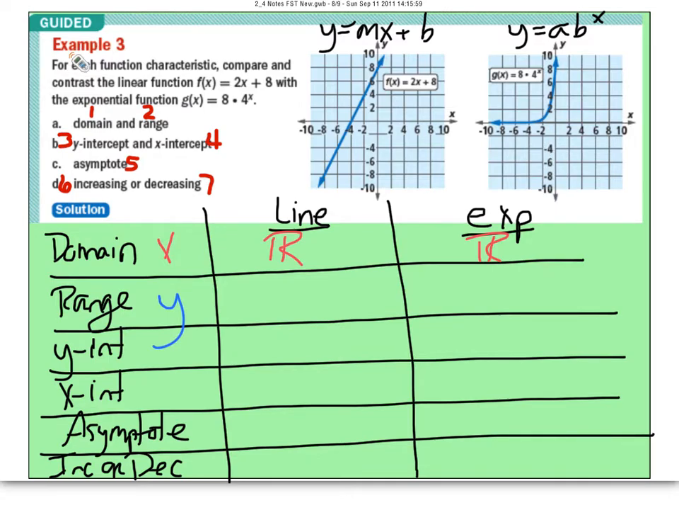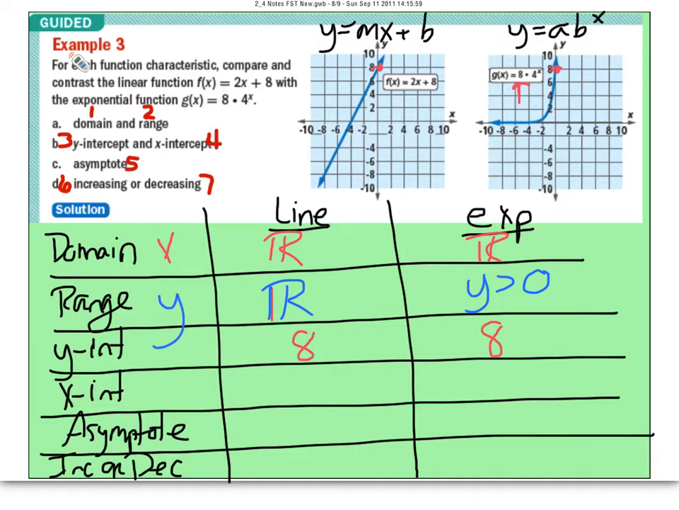So we would say here, the range is going to be all reals for the line. But the range for the exponent are all the y's greater than 0. Keep in mind you can't have equal to because it can't cross that asymptote. Now, the y-intercept for this particular graph of the line is at 8. The y-intercept for this one is also at 8. It's at the initial starting amount.